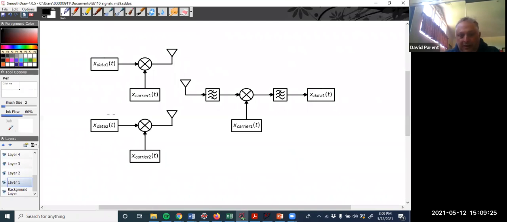And that's what's coming in here. And this is a mixer, which is multiplication. And that's a sine wave at 10 kilohertz. And then I have another data stream, and this one's at 50 kilohertz, right? And we multiply these together. And so it's actually modulated at that point, right? And then it goes into the air at an antenna.